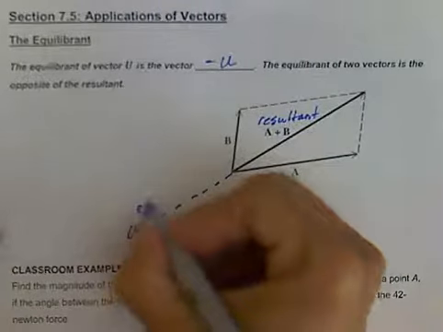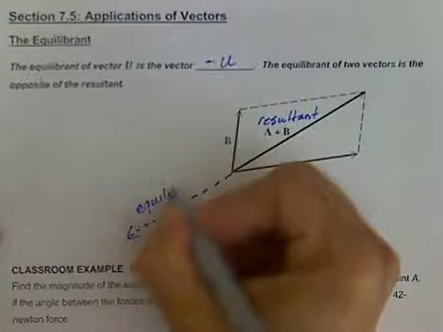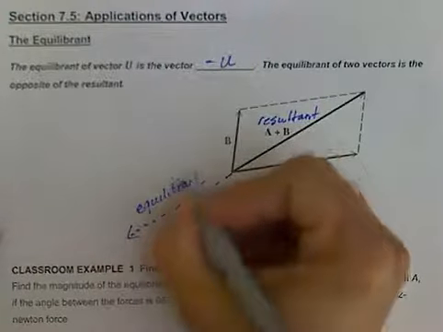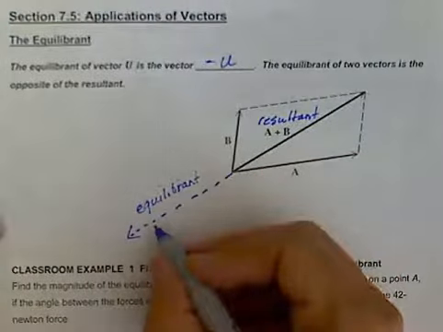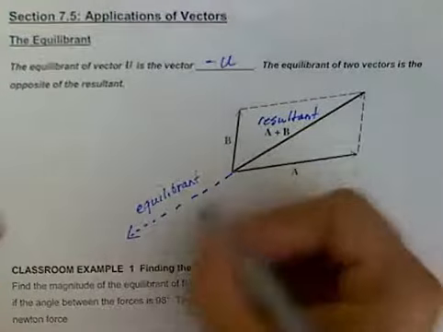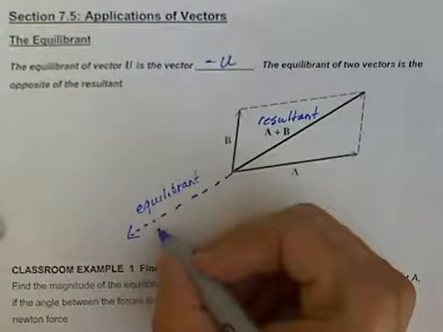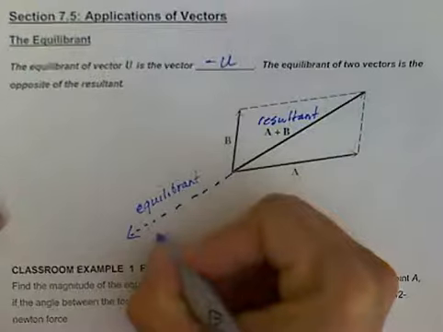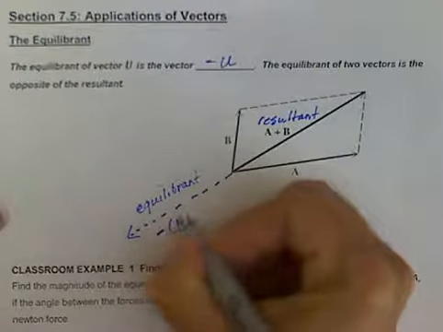So our equilibrant vector would be this one going in the opposite direction as the resultant, but it's going to have the same magnitude. So we could write this as the opposite of A plus B.